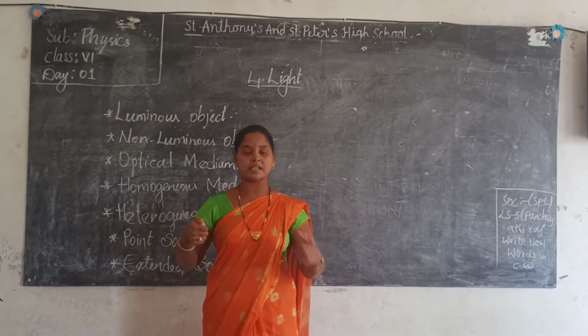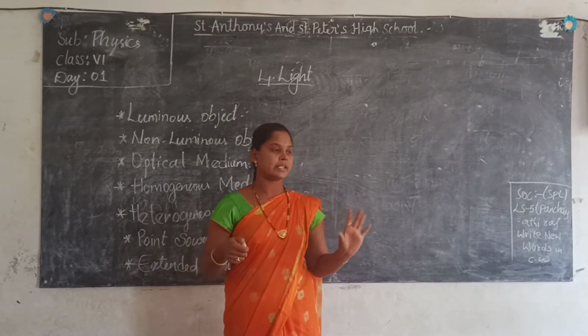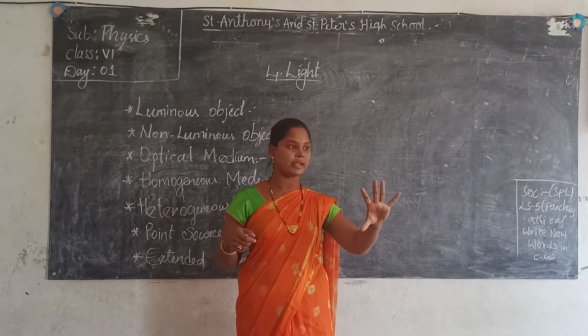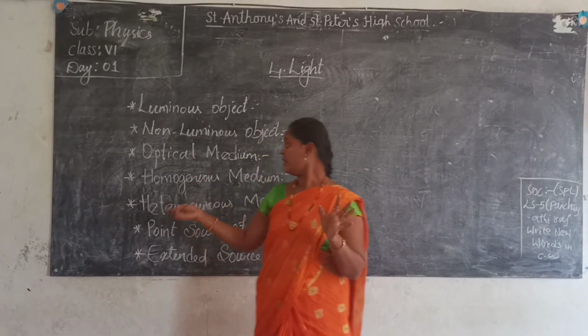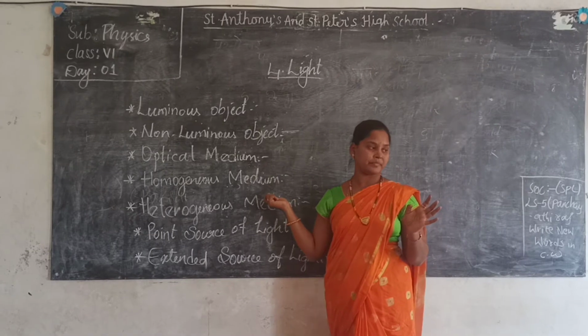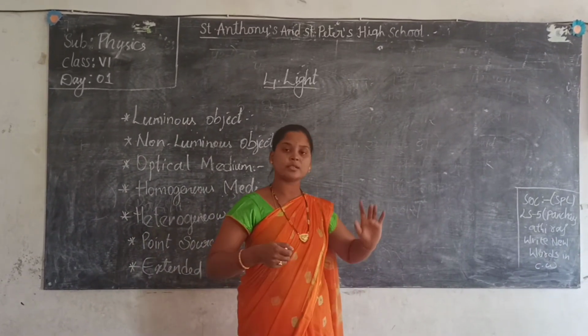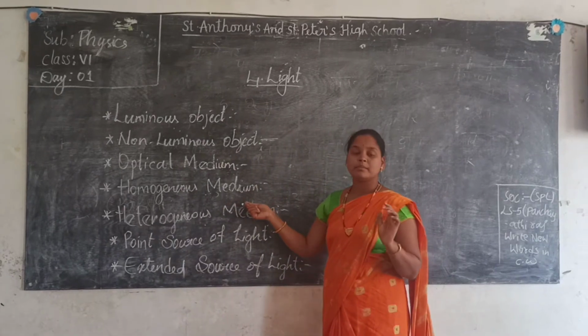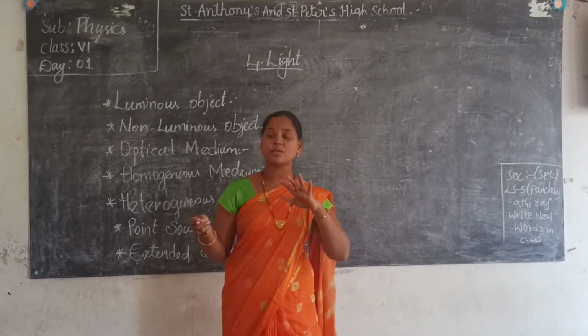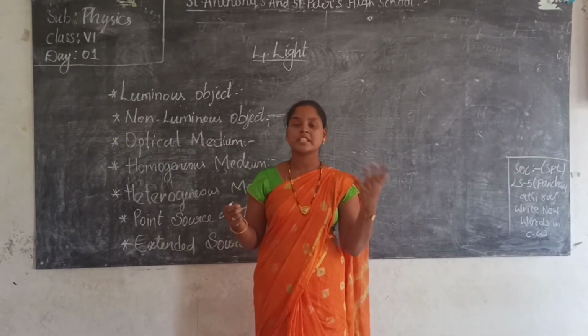If we pass the light here, it goes in the form of rays. It is spread evenly. So this air is considered as a homogeneous medium. Even in water, if you put the light, it just travels in the water. So it is also called a homogeneous medium.